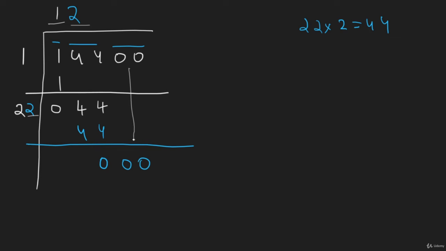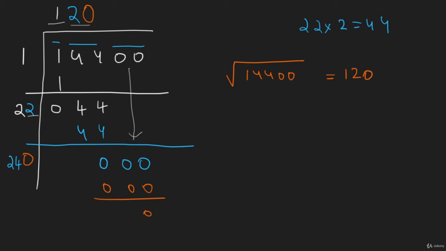I take down these two zeros over here. Let me write the double of the quotient over here. That's 12 into 2, which is 24. Now I just need to get 0 over here. Therefore I fill these two places with 0, because 0 into 240 will give me 0 itself, and my remainder is 0. Therefore the square root of 14400 is equal to 120.